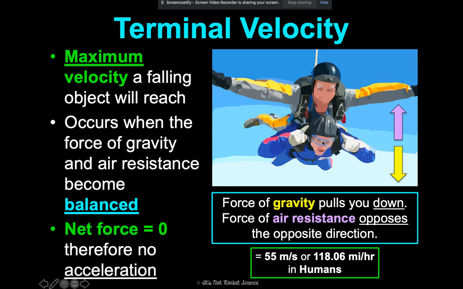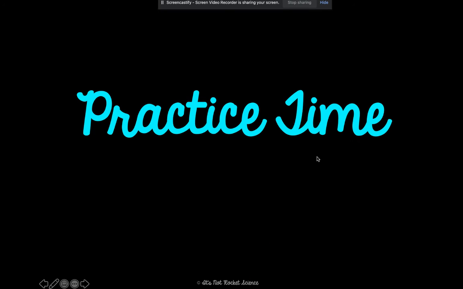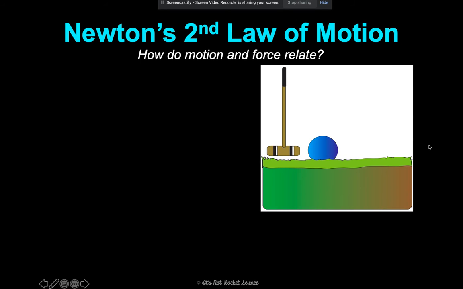So humans do this actually at 55 meters per second. Notice this is not acceleration. This is just the speed. We fall out of the sky at 55 meters per second, or 118.06 miles per hour. That's insane.